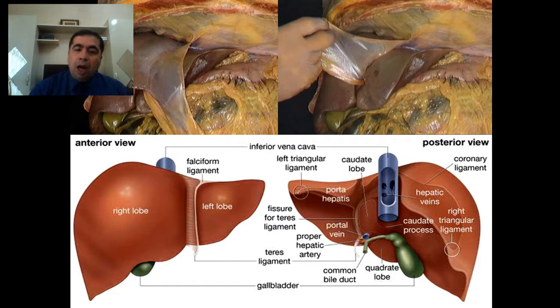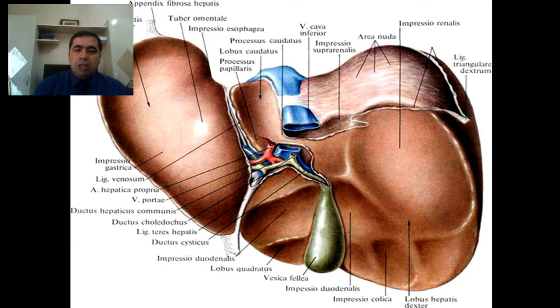I am repeating. You are looking at the visceral surface in this picture. You know that on the visceral surface there are two longitudinal and one transverse groove, like the letter H. The right longitudinal groove is occupied anteriorly by the gallbladder, and posteriorly by the vena cava inferior. The left longitudinal groove is occupied by the ligamentum teres hepatis, which I explained, and the ligamentum venosum. Ligamentum venosum is also a former vein.